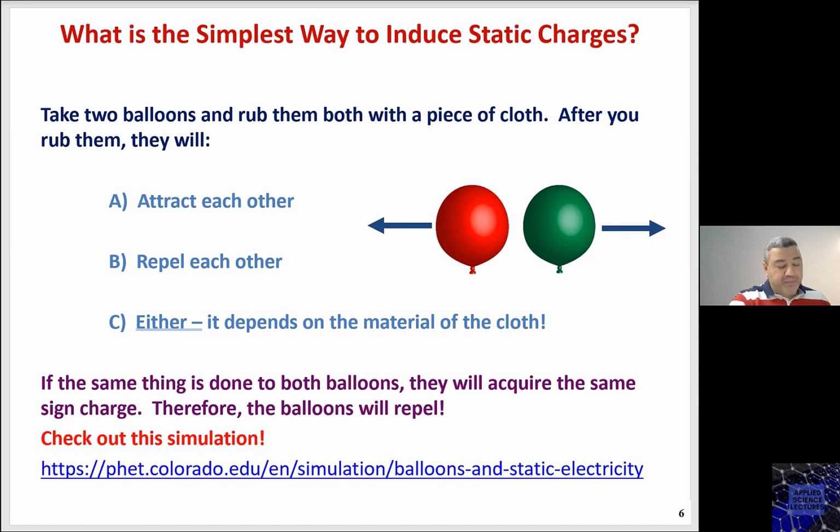Okay, so any two charges that are of the same type will result in a repulsive force, and opposite charges will result in an attractive force. They will attract each other.